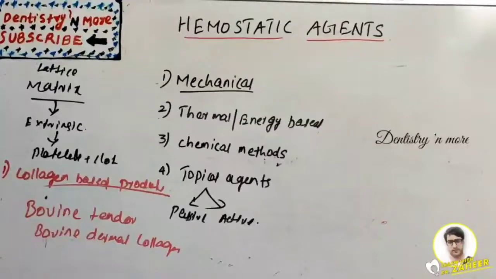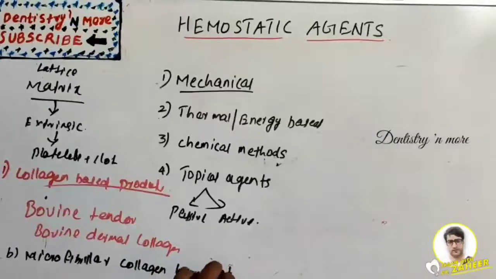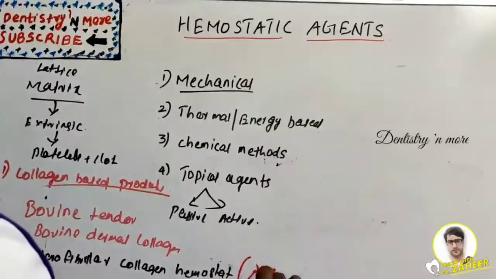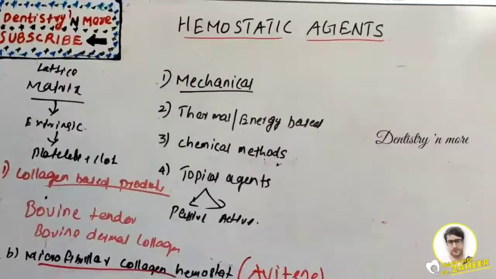So the product is microfibrillar collagen hemostat, also known as Avitene. So this is microfibrillar collagen hemostat or Avitene, which is derived from purified bovine dermal collagen.